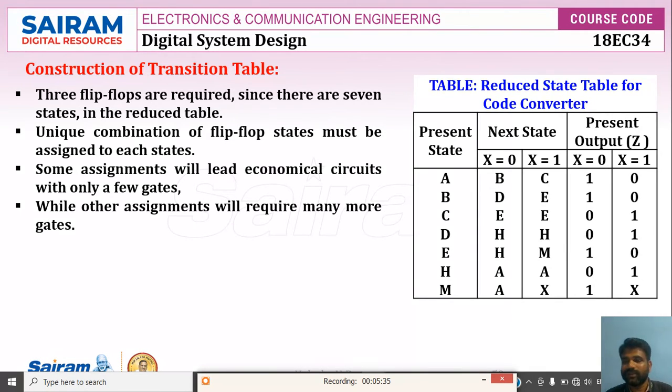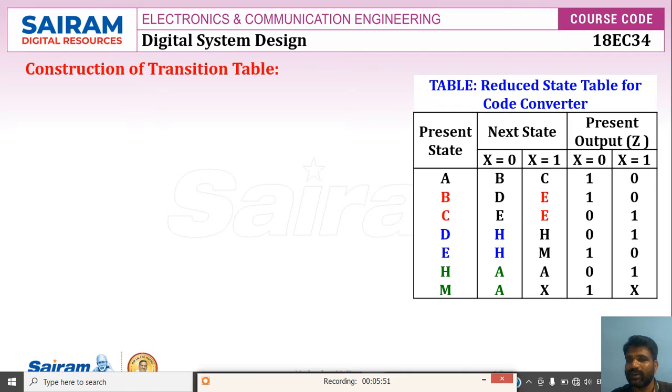Some assignments will lead to economical circuits with few gates, and some other assignments will require many more gates. In the previous videos, we assigned randomly, so that led to more gates. So here again we have some rules to be followed. These rules are called state assignment rules.